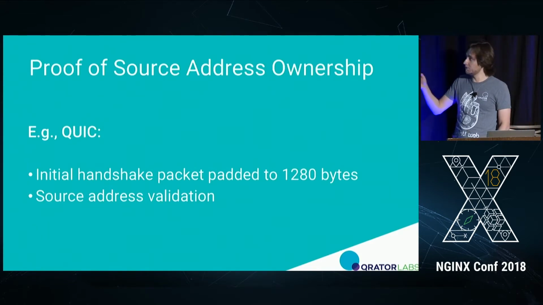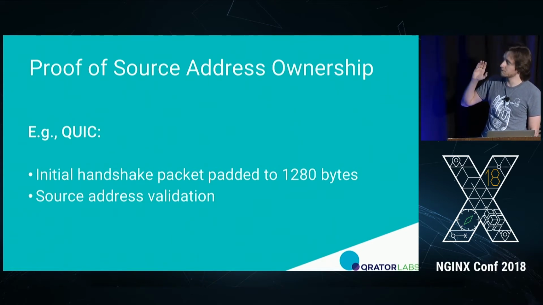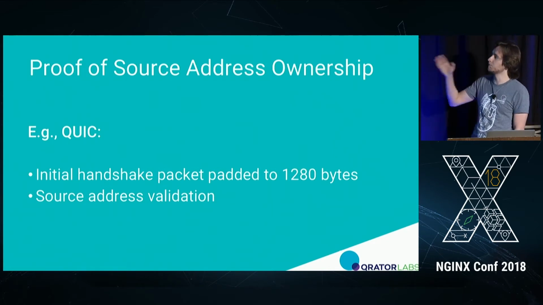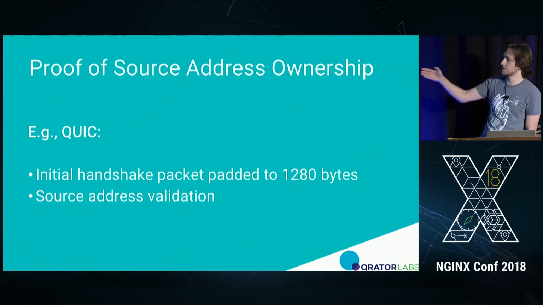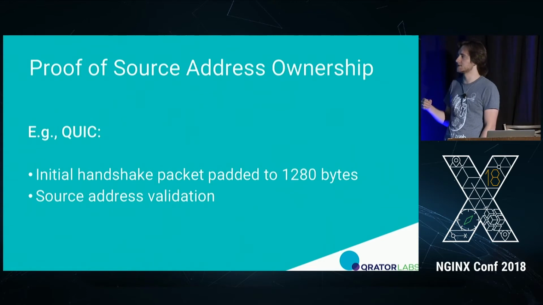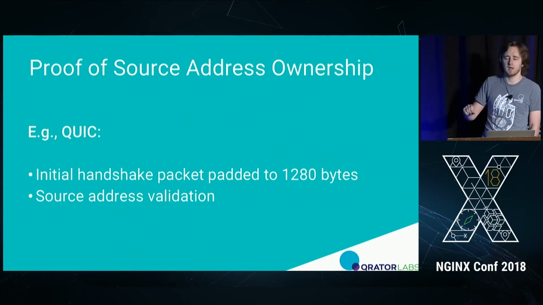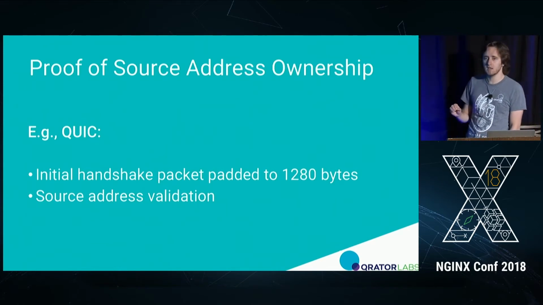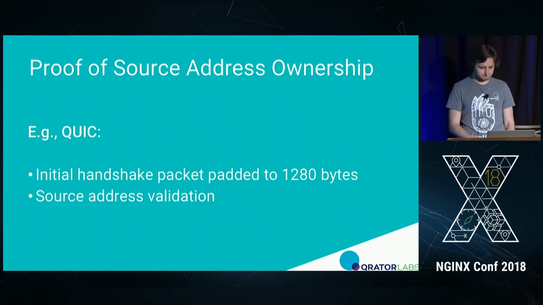So for newly designed UDP-based protocols, like a new IETF design, QUIC, it's a must to include a proof of source address ownership. So in QUIC, the source address of a client is always validated, and the initial handshake packet is padded with empty bytes up to 1,280 to make sure that there would be no amplification factor whatsoever.